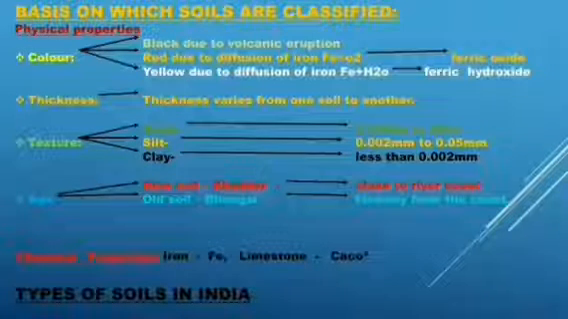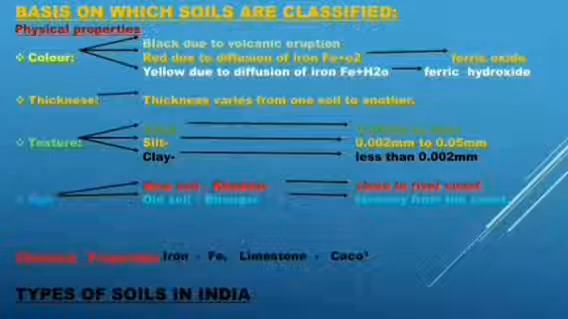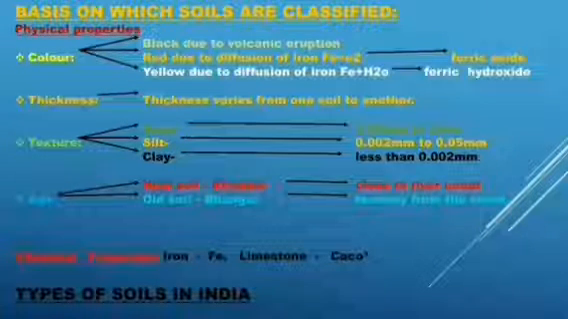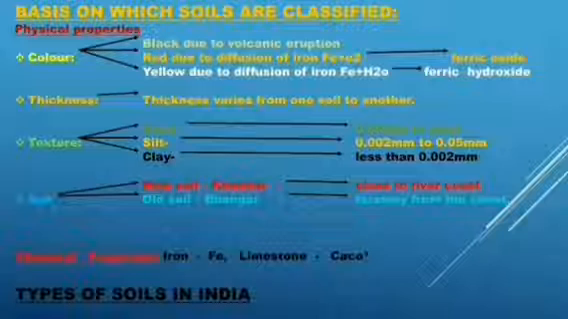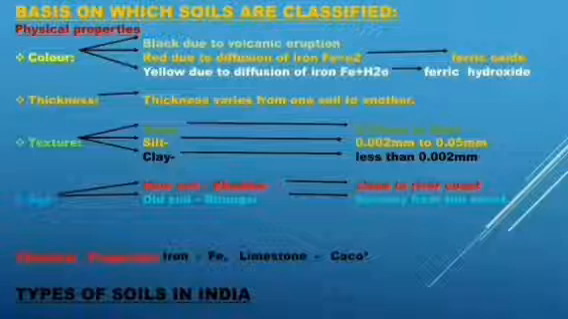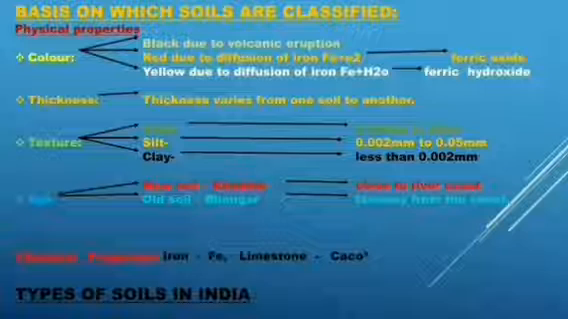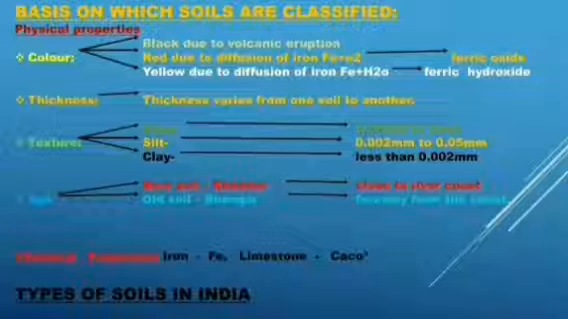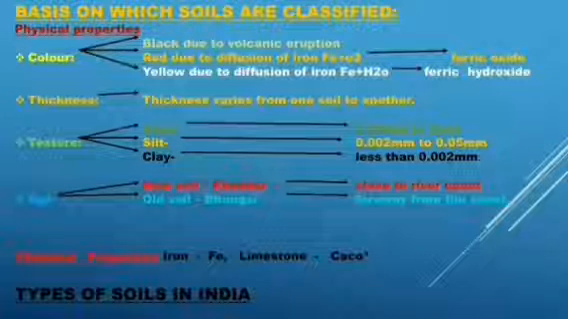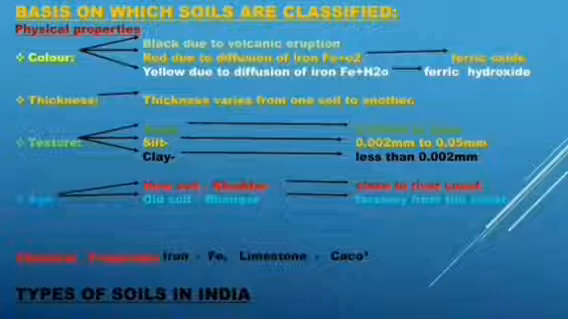And again, chemical properties. Number one, color. Some soils are black, some are red, some are yellow, some are reddish brown. Black color is attained due to the volcanic eruption, particularly soils which are found in Maharashtra and Gujarat areas. Such areas in ancient times were formed by the volcanic eruption. Due to that, soil has attained black color.